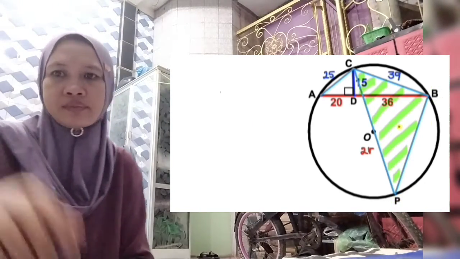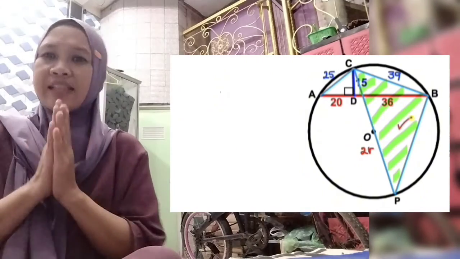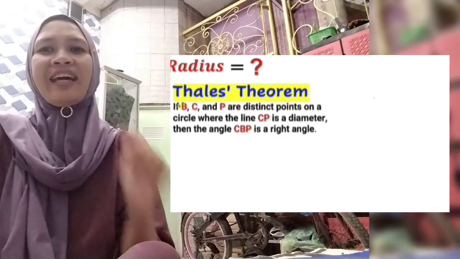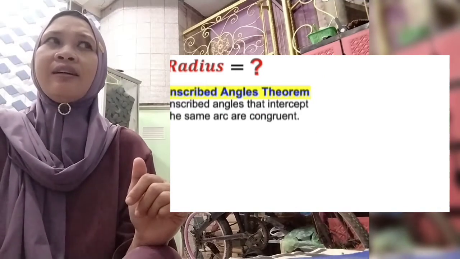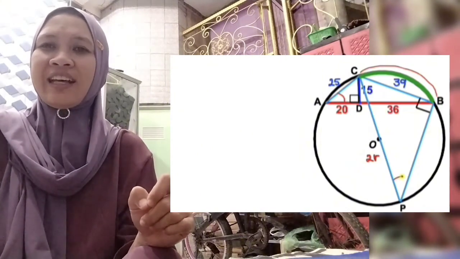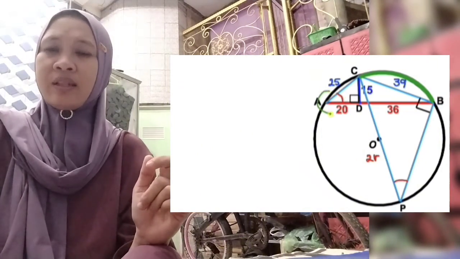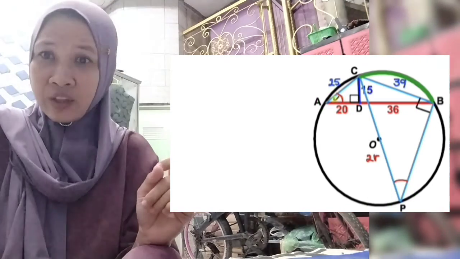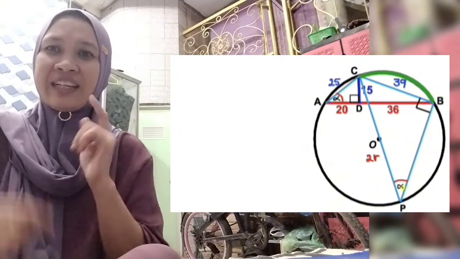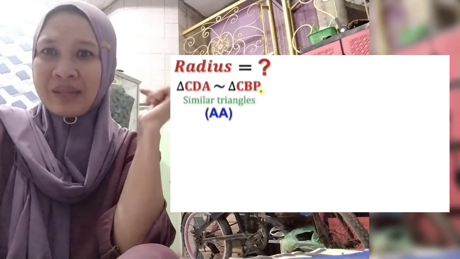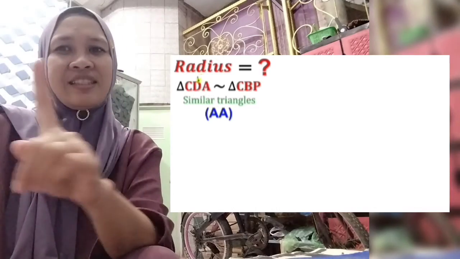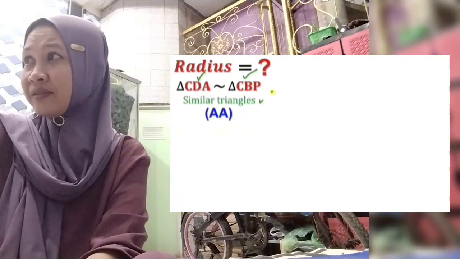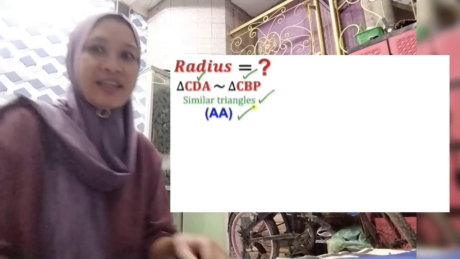And in this next step, we are going to focus on this triangle BCP. And now let's recall the Thales theorem. According to this theorem, if B, C and P is being intercepted by this angle P as well, so therefore this angle A and this angle P are congruent. If I label this angle as alpha, then this angle has got to be alpha as well. So therefore we can see that these two right triangles, triangle CDA and the other right triangle CBP, are similar triangles according to angle-angle similarity theorem.